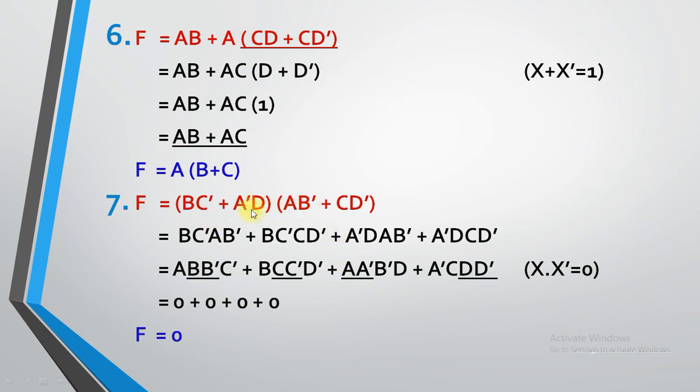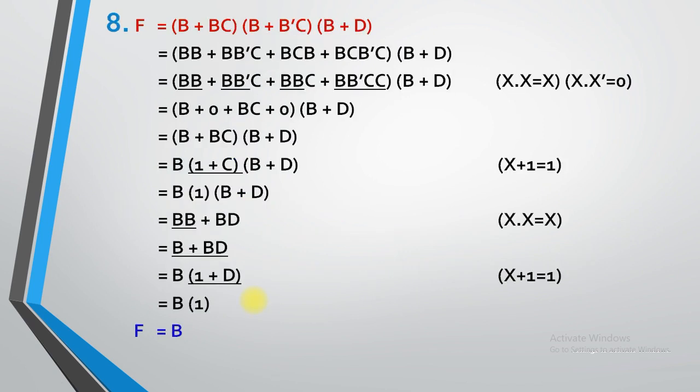Now see over here, 2 brackets are given. So you need to multiply BC dash with AB dash, BC dash with CD dash, A dash D with AB dash, and A dash D with CD dash. Now see over here, each term contains B into B dash, C dash C, A dash A, and D dash D, which can be replaced by 0. So each term becomes 0, right? And the final answer is 0. I hope the concept is properly cleared.